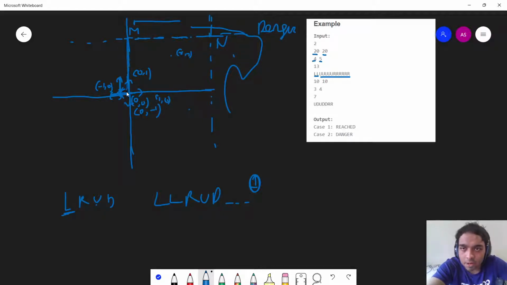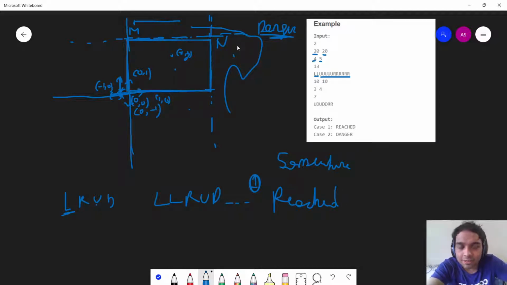If my person is able to lie in this particular box and then he reaches anywhere except my final point x comma y, see the final position is here, then if outside, I had to print danger. If the person reaches anywhere in the box except x comma y, then we have to print that he reached somewhere, and otherwise if he reaches exactly at x comma y, then we have to print reached, right? So these are the three cases as told in the question.